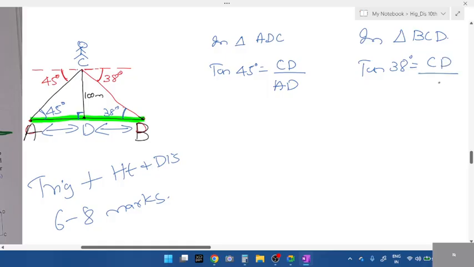Done. CD divided by, what's the other one? B. What about 38 degrees, Amy? How did you get the value? Very good. What is tan 52? Okay, that you multiplied with 100, right? Very good. 7.9.